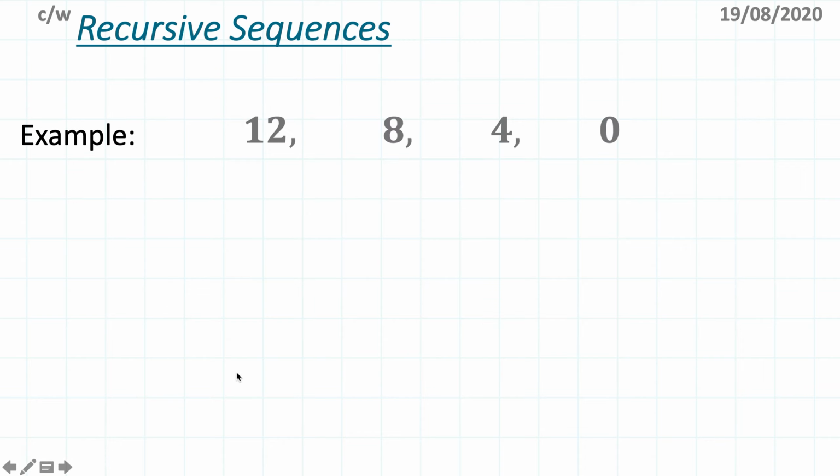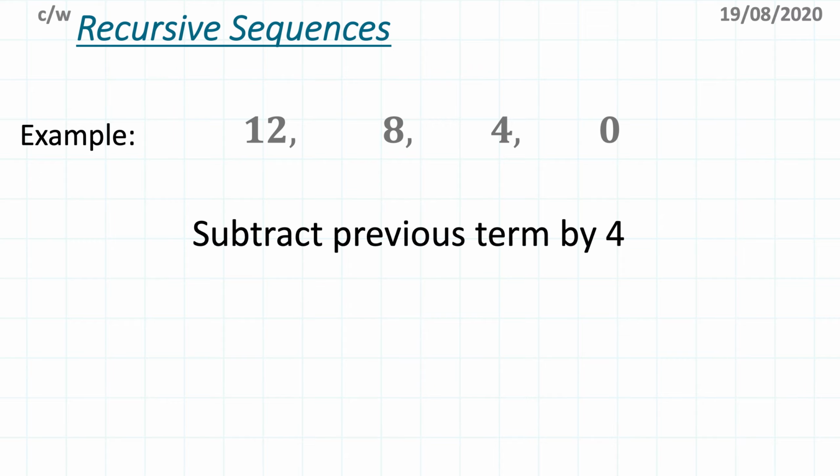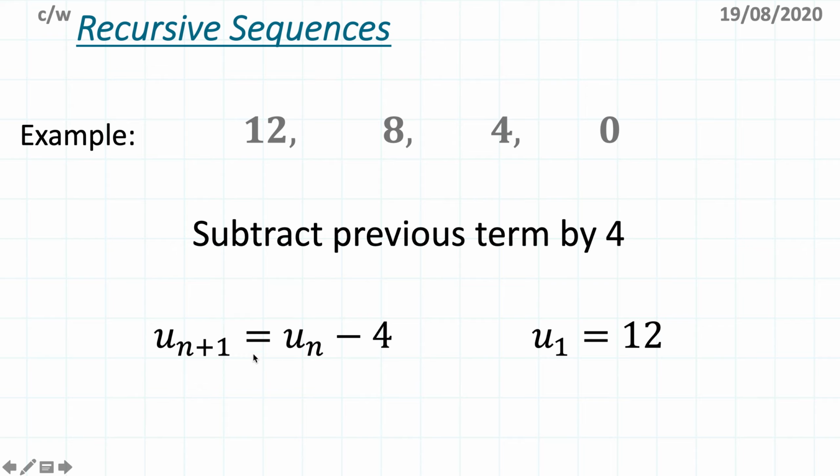This is another example, and hopefully you can notice you're subtracting 4 from the previous term. So always, whenever you're looking at recursive sequences, don't think arithmetic or geometric. Think of how you can use the previous term to find the next one. So we're subtracting 4 from the previous term, so I can say, to get the next term, I'm going to take the previous one and subtract 4, and my starting term is 12.